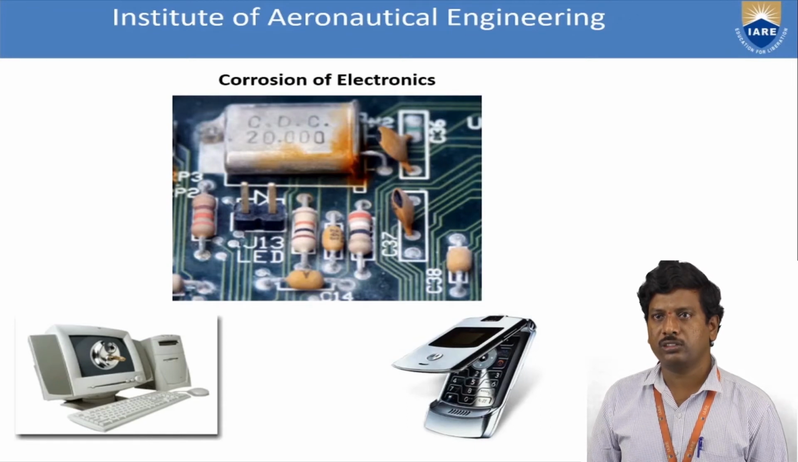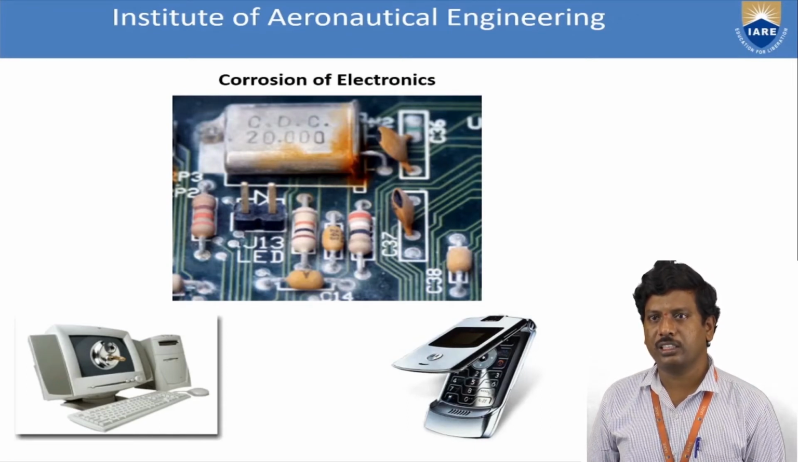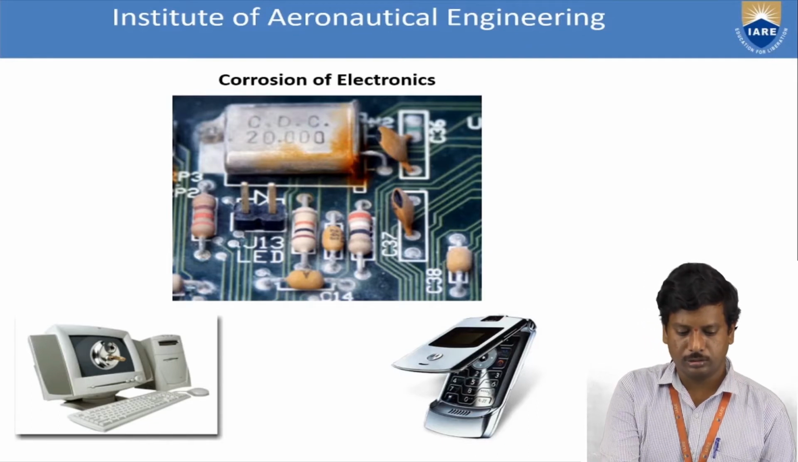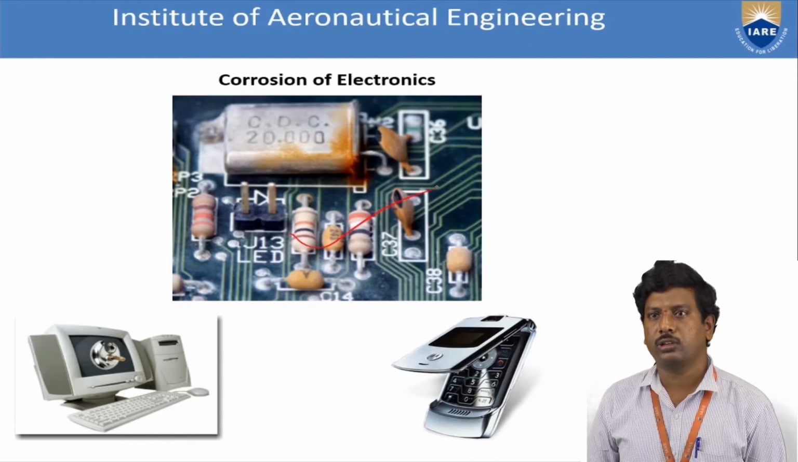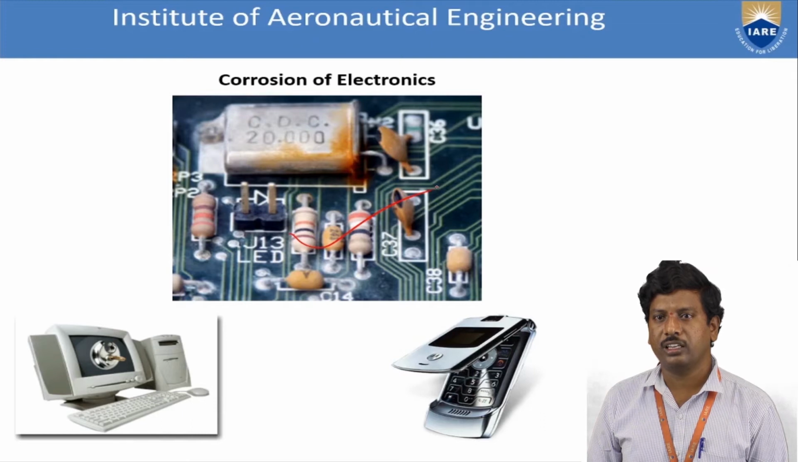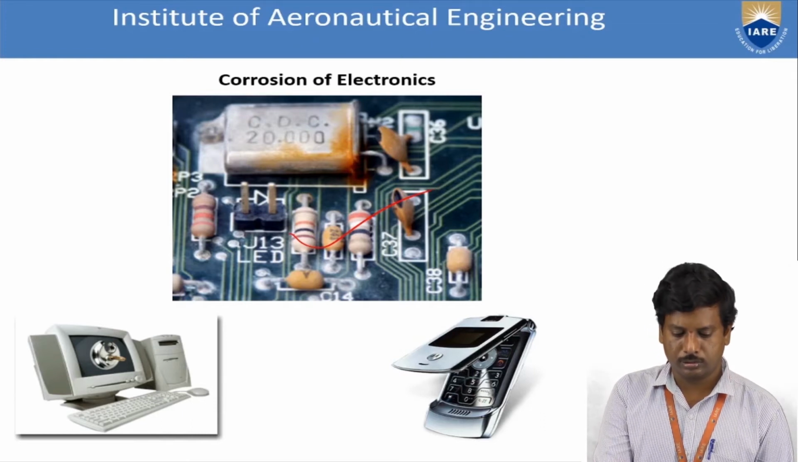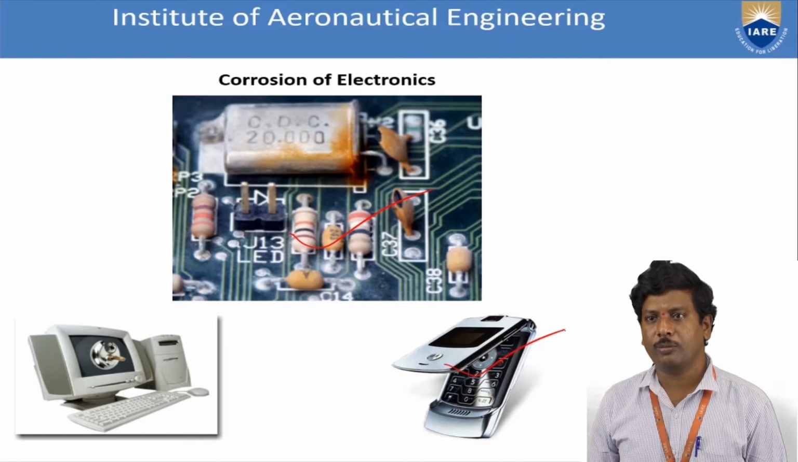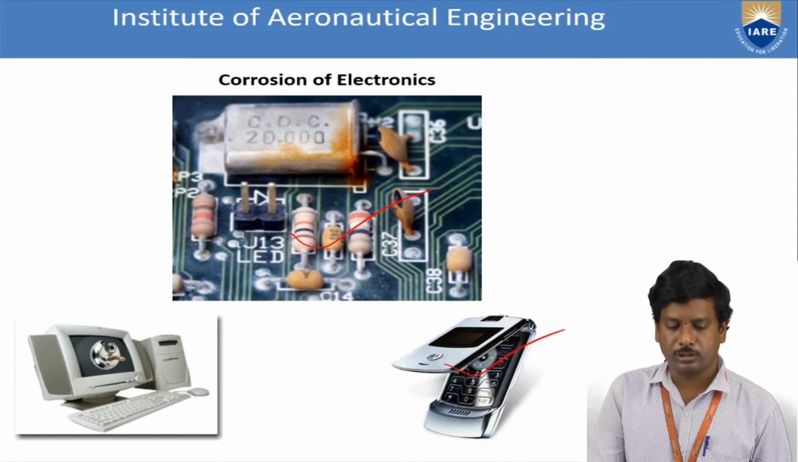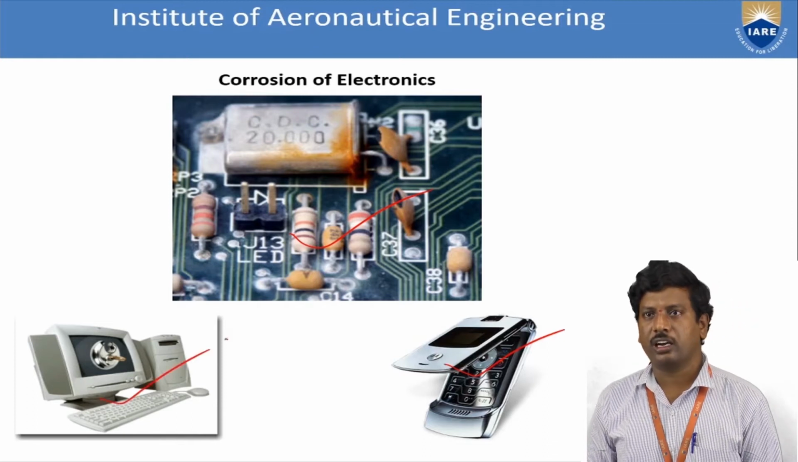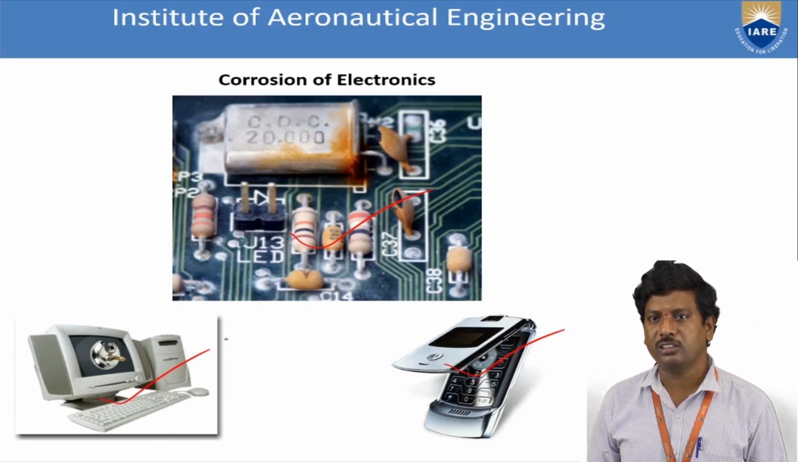So corrosion is also observed in electronics materials, in the case of circuits, laptops, mobiles, and desktop systems. All of these undergo corrosion of the electronic materials.